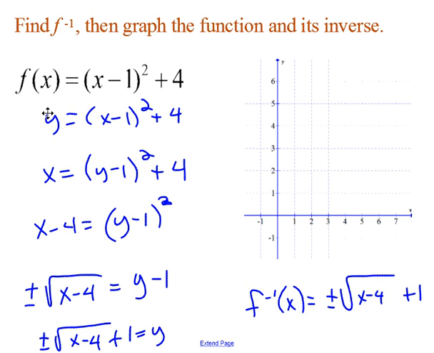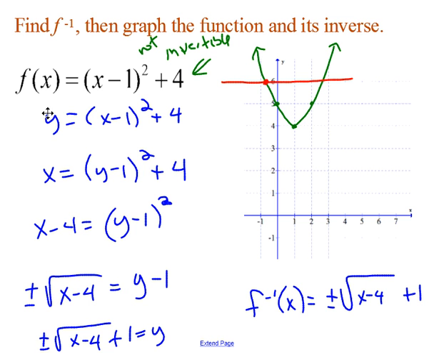If I try and graph the original function, this hopefully recognizes a transformation of x squared. We've shifted to the right 1 and up 4, which is going to put that vertex right at (1, 4), and I have a y-intercept of 5, and when x is 2, I get this. All right, now right here, we should know that this is not invertible because it fails the horizontal line test. There are some y's which give me more than one x.